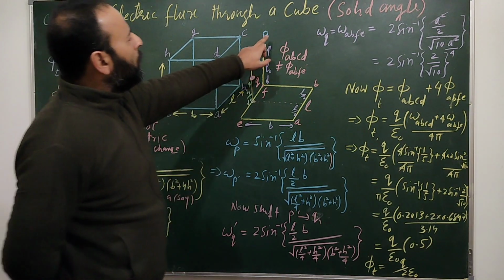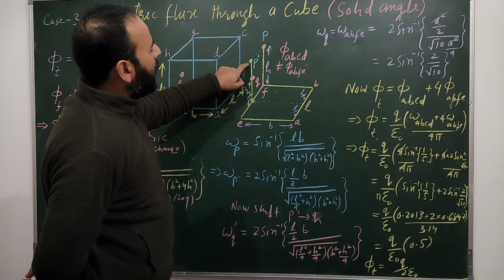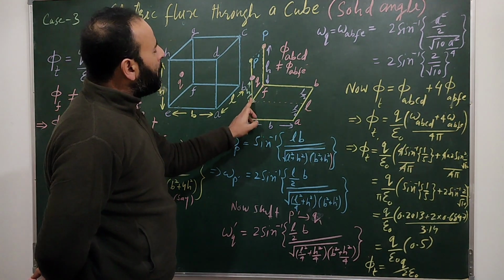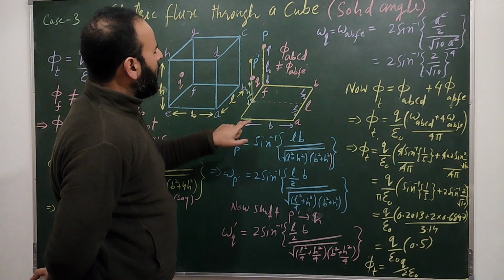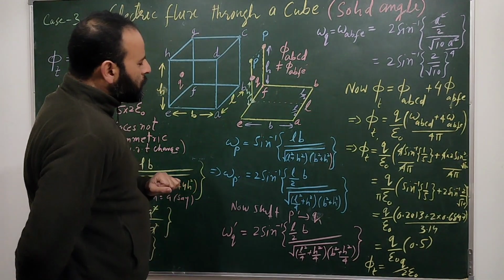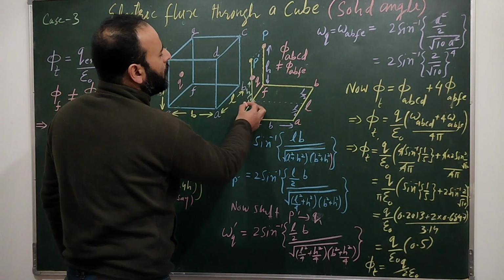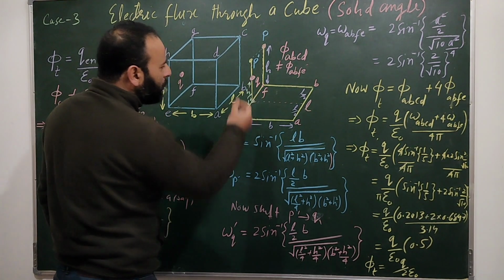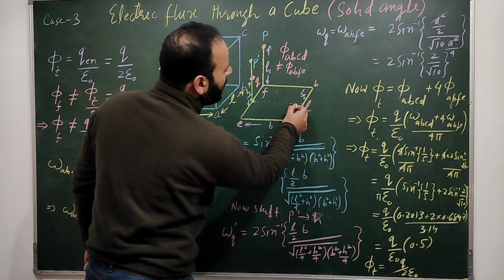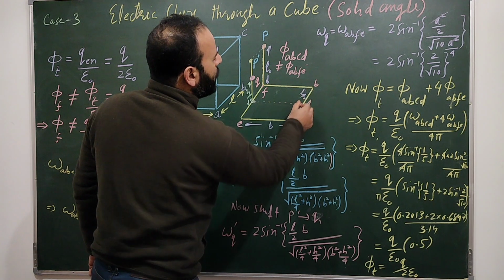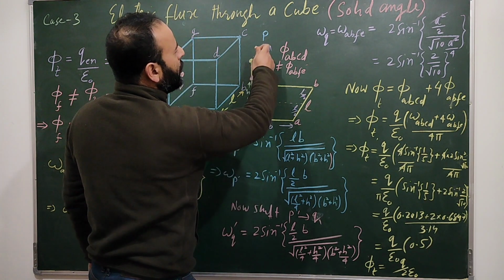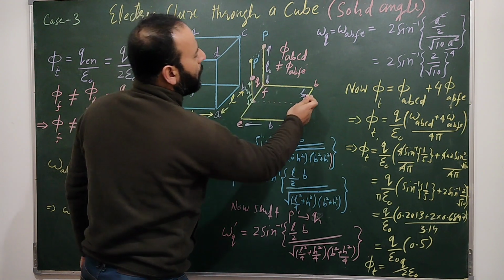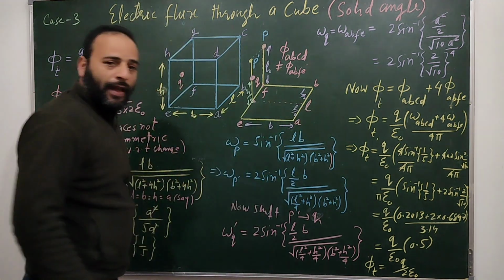Now, if I shift this point P to point P dash, that means now it is perpendicular to the mid of this edge, that is FE, right? So when it is perpendicular to the mid of the edge FE, I am making it two rectangles of L by 2 and L by 2 length, and the breadth remains the same. So we can use the same formula here again, but instead of L we have to use L by 2.